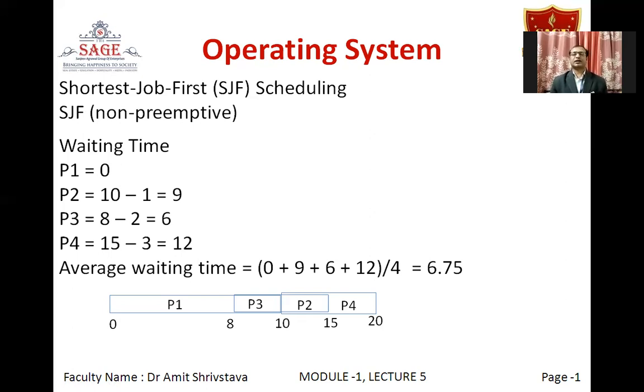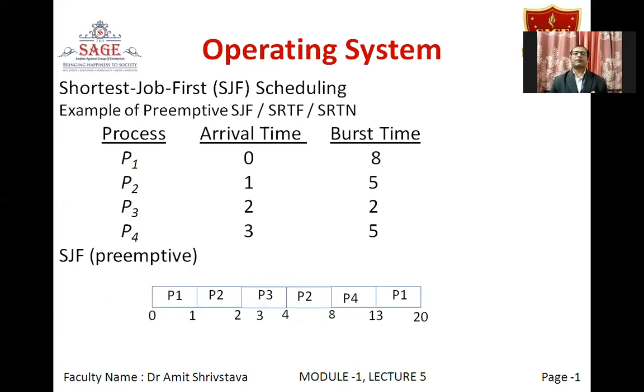Now let us see the preemptive version of this SJF, also known as SRTF, that is shortest remaining time first, or SRTN, that is shortest remaining time next. So again, the same scenario. Process P1, P2, P3, P4, arrival time is 0, 1, 2, 3, and burst time is 8, 5, 2, and 5. Now, at 0th time interval, we are having only one choice, that is process P1. So we have allotted the CPU to P1.